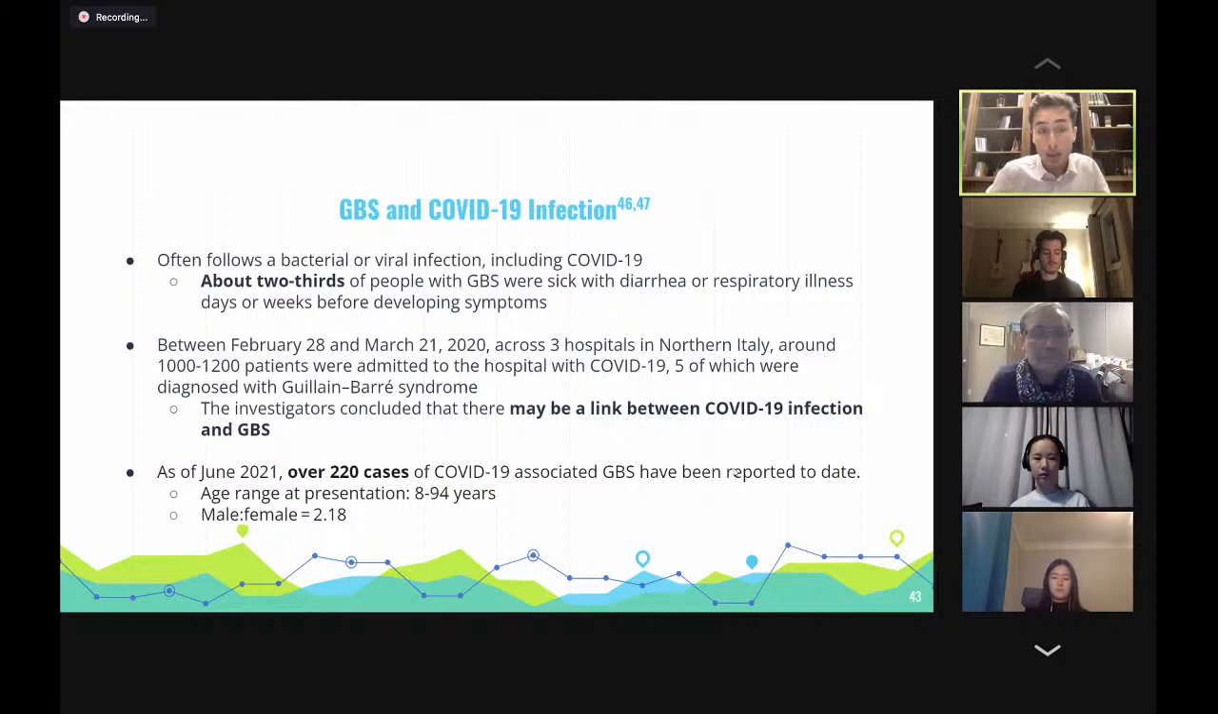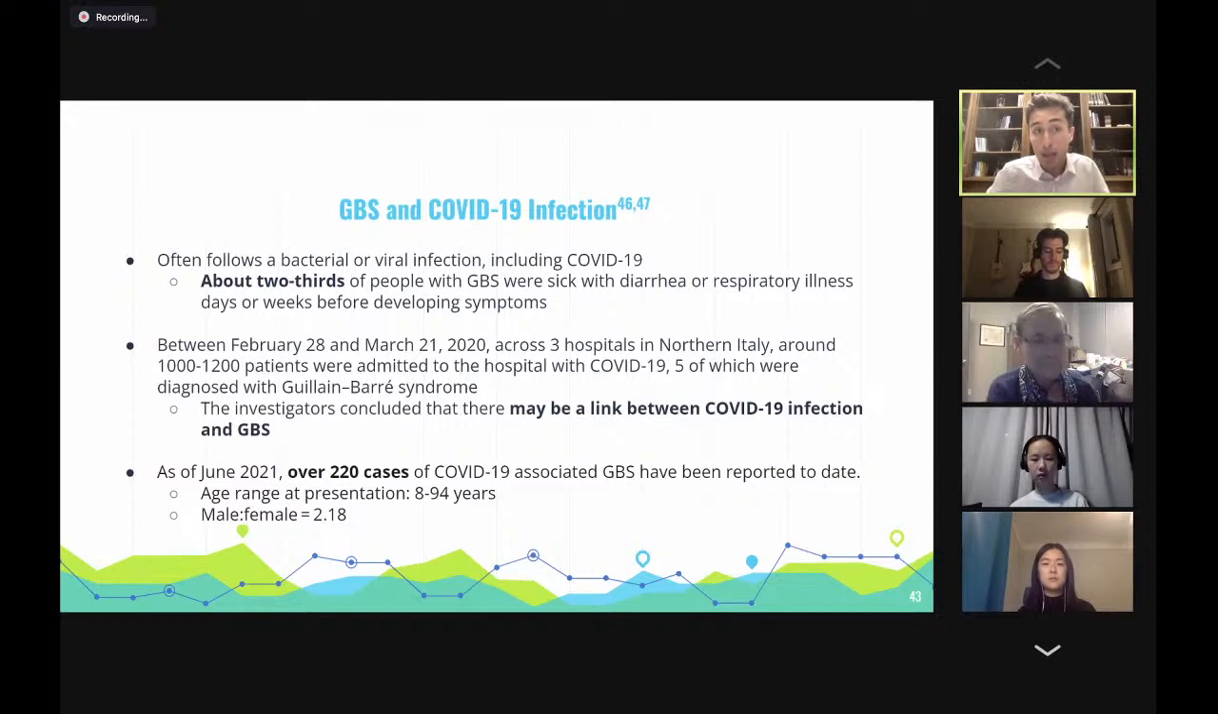One study that we found during the early days of the pandemic, between February 28th and March 21st, 2020, looked at 3 hospitals in northern Italy where around 1,200 patients were admitted. 5 of these patients later developed Guillain-Barré syndrome, and the investigators concluded that there may be a link between COVID-19 infection and GBS, since this rate is fairly high compared to the rate that we discussed on the previous slide.